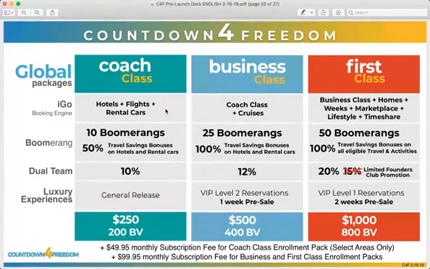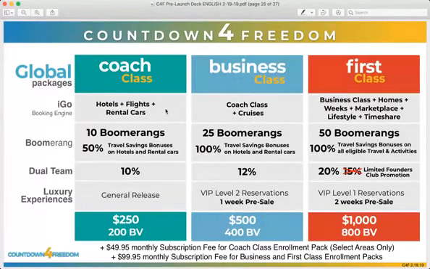Business class, you're going to get the iGo booking engine, but we're going to add cruises to it. And instead of 10 boomerangs, you're going to get 25 to spread the love, and you're going to receive 100% of the bonuses available through those boomerangs. On the dual team, you'll get 12%. Most important part to business class is you're going to get a 1-week pre-sale notification of these experiences and events.